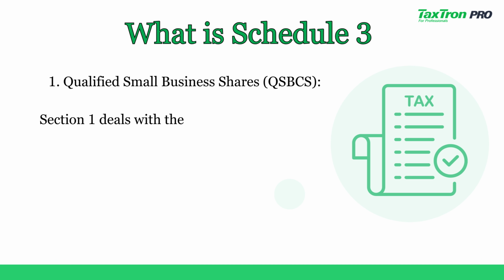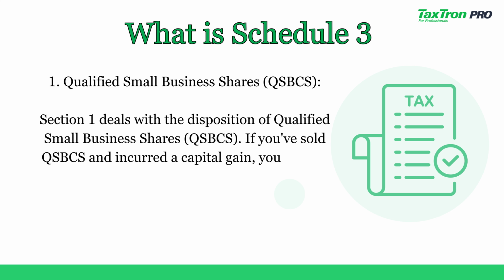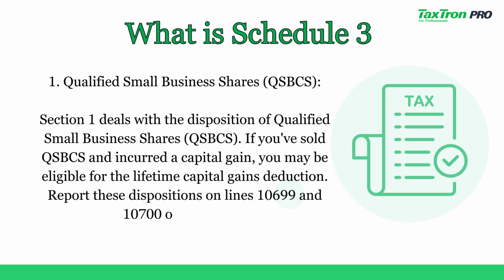1. Qualified Small Business Shares, QSBCS. Section 1 deals with the disposition of qualified small business shares, QSBCS. If you have sold QSBCS and incurred a capital gain, you may be eligible for the lifetime capital gains deduction. Report these dispositions on lines 10699 and 10700 of Schedule 3.